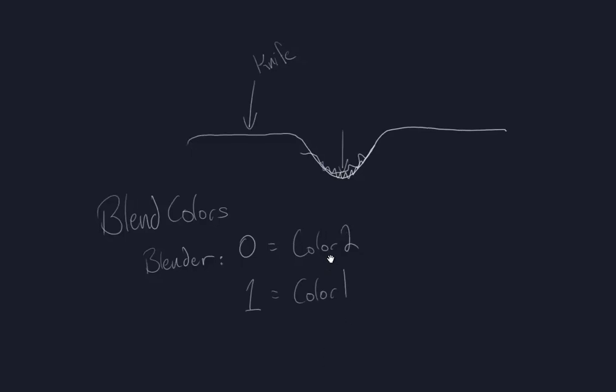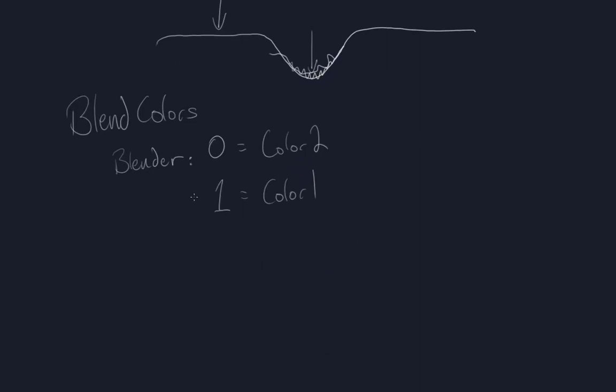Now I'm going to tell you some universal truths about the numbers 0 and 1. They relate to a lot of different things. 0 is generally equal to false. 1 is generally equal to true. They're also equal to colors. 0 is equal to black, and 1 is equal to white. Why is this important to us? We have a texture which is black and white, so keep that in mind. 1 is equal to white, 0 is equal to black.